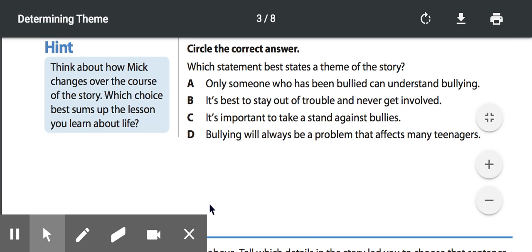It's important to take a stand against bullies. That could possibly be it. And then D, bullying will always be a problem that affects many teenagers. Okay, that's a broad statement. That's not really saying what the theme is, because yes, bullying is a part of the story, but that's not what the author was trying to get us to understand. So the best answer would be C.